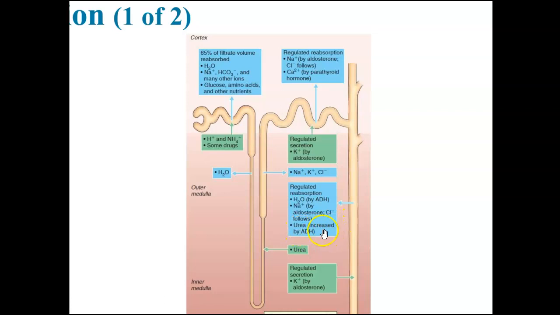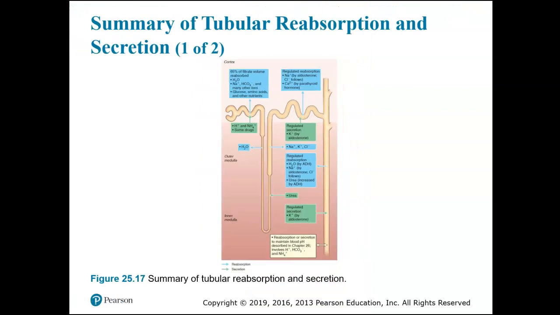And the reabsorption of urea is regulated in the collecting duct, and the reabsorption of calcium is regulated by parathyroid hormone in the DCT. The reabsorption of water is regulated by ADH in the collecting duct, and sodium by aldosterone, just like in the DCT. So the main thing then is to make sure you know the effects of ADH, aldosterone, parathyroid hormone, and ANP.